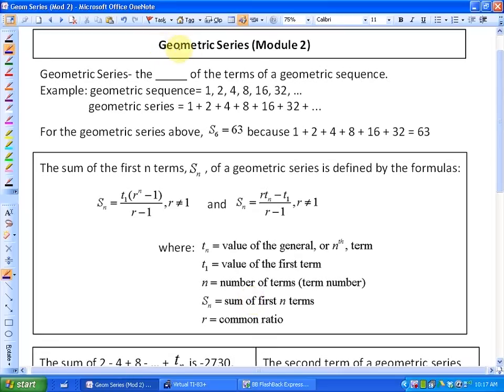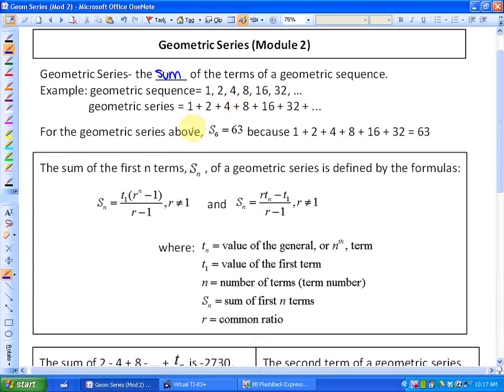In this lesson, we're going to look at geometric series. This is titled Module 2 because it's the second lesson in geometric series. Geometric series is related to a geometric sequence, but instead it is the sum of the terms of a geometric sequence. So if a geometric sequence is listed as 1, 2, 4, 8, 16, and 32, the related geometric series would be 1 plus 2 plus 4 plus 8 plus 16 plus 32.